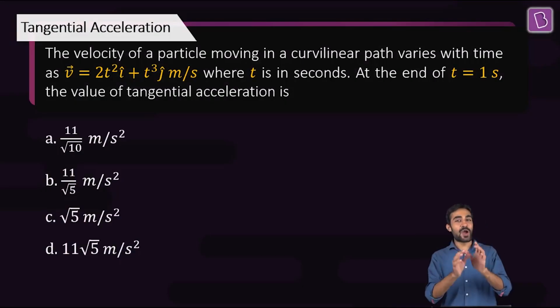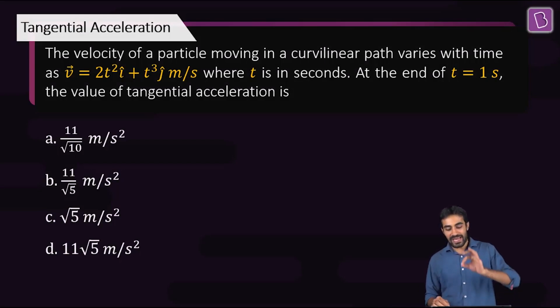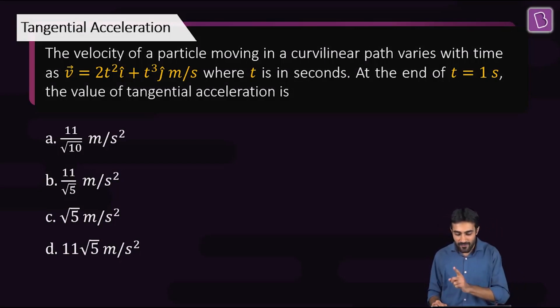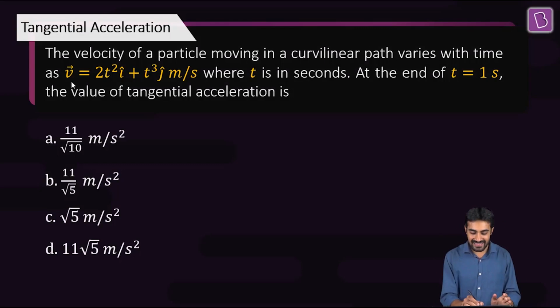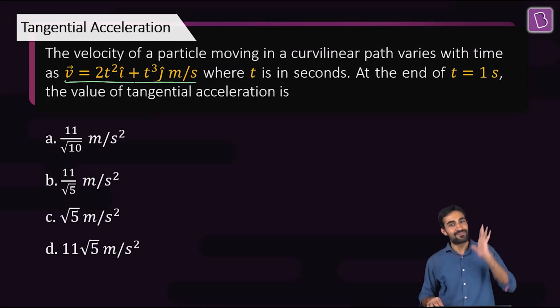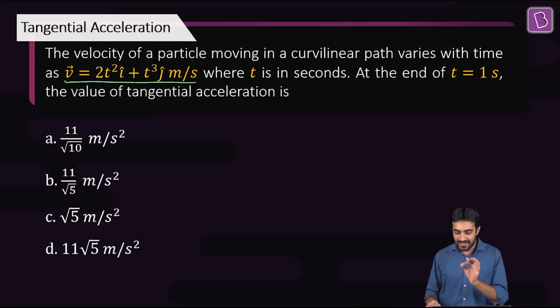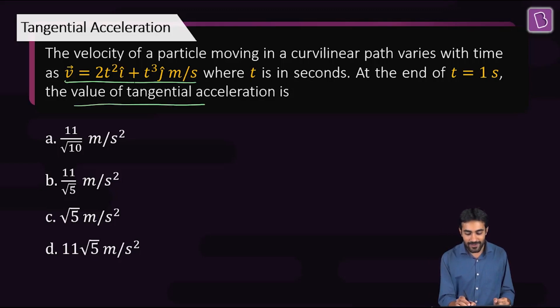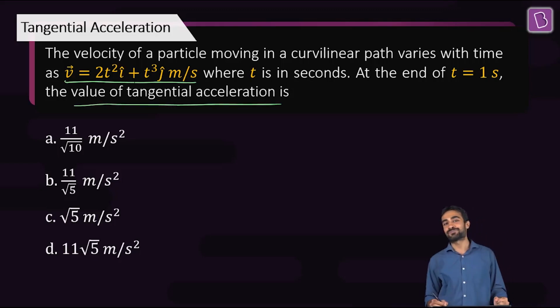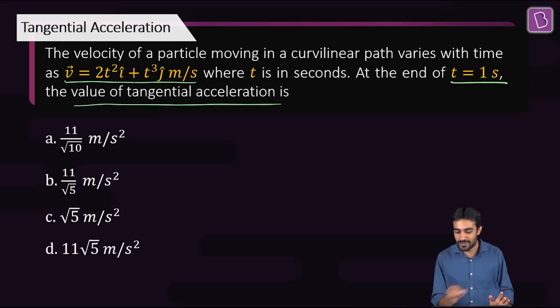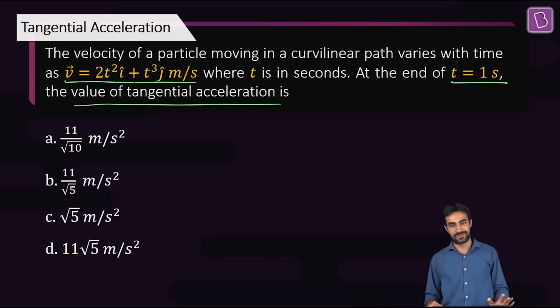The velocity of a particle moving in a curvilinear path varies with time as this. This is how the velocity is varying with time. Given, at the end of t equals 1 second, we have to find the value of tangential acceleration.